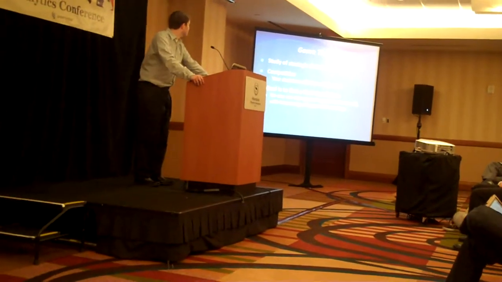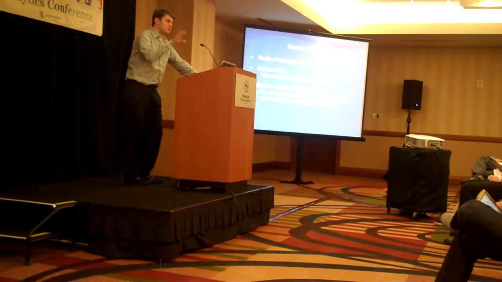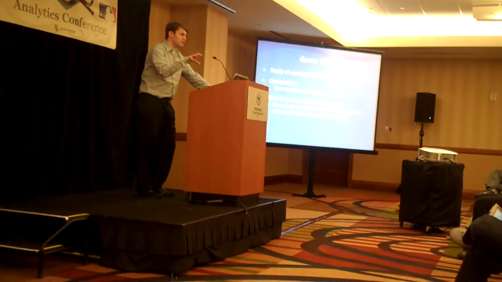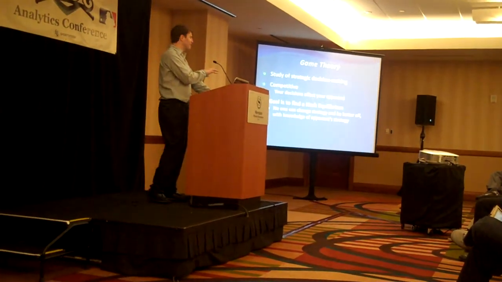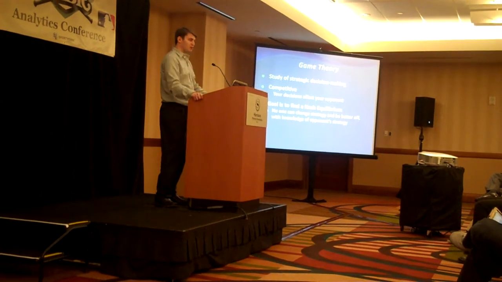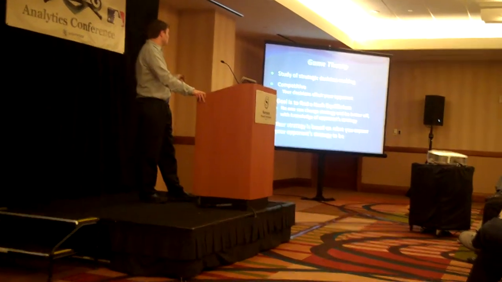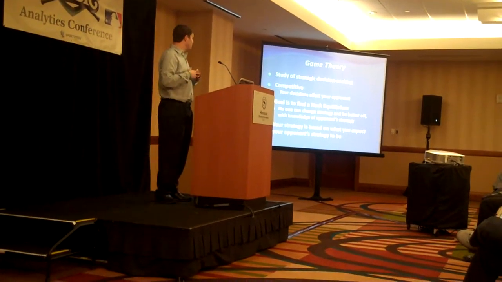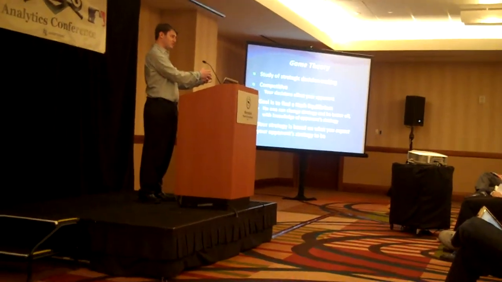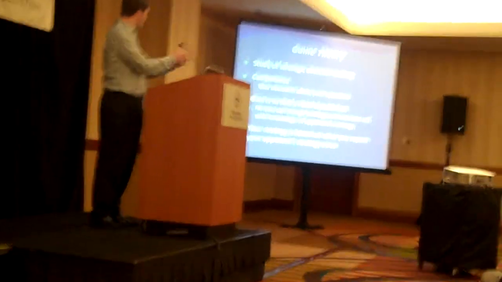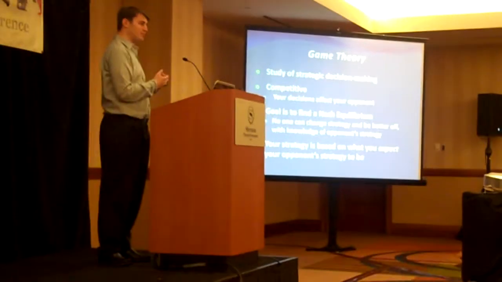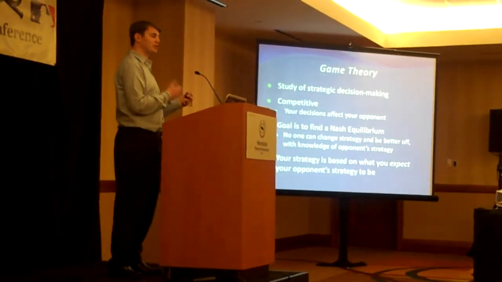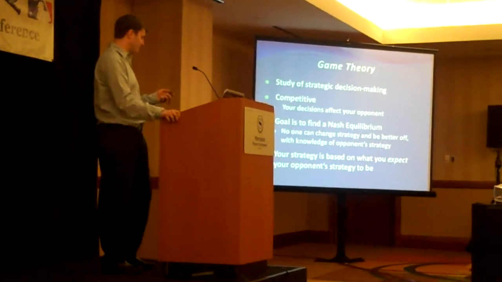Let me tell you what that is. A Nash equilibrium is a stable situation in which no one would change their strategy with knowledge of their opponent's strategy. Basically, both people have a certain expectation. You expect your opponent's strategy to be something, and it's true. They expect your strategy to be something, and it's true, and neither one of you wants to change your strategies. It's stable in that sense.